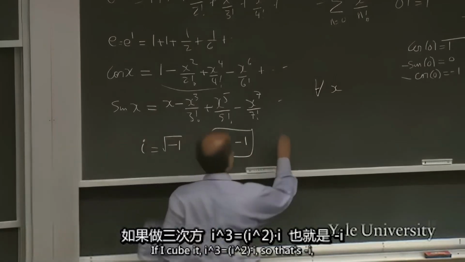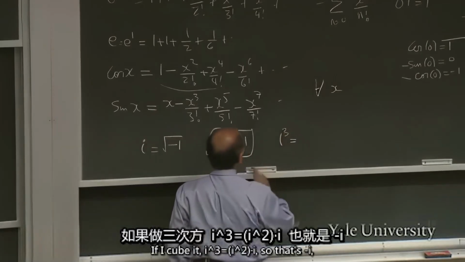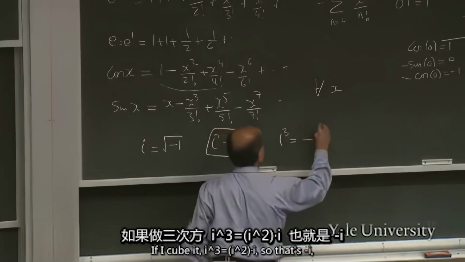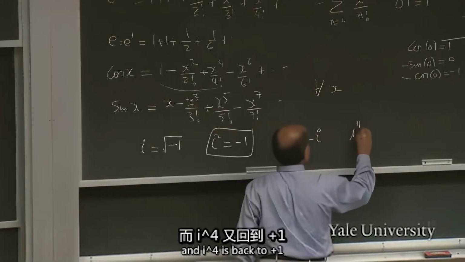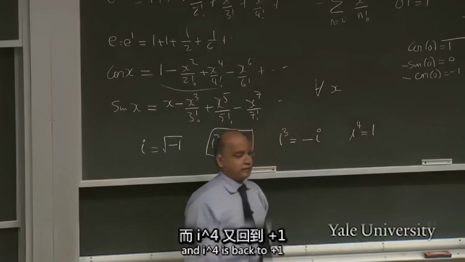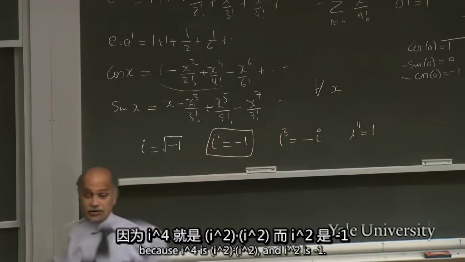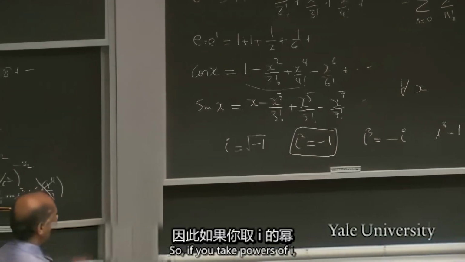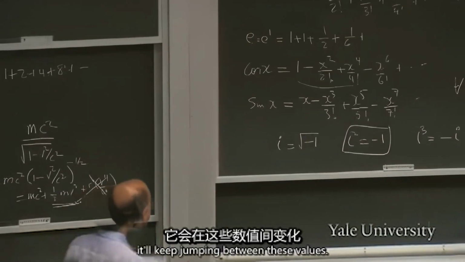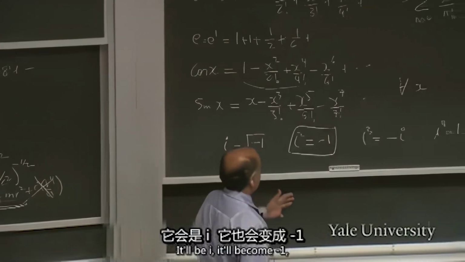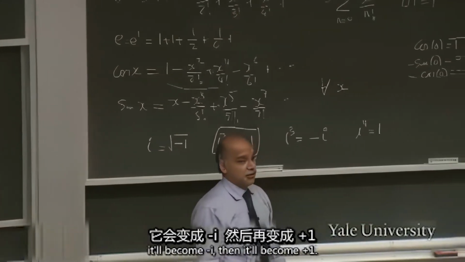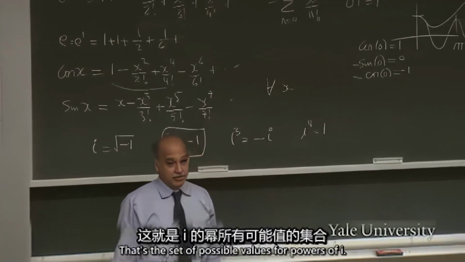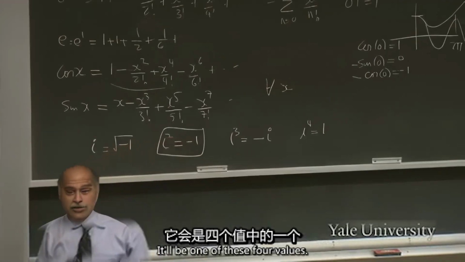If I cube it, i cubed is i squared times i, so that's minus i, and i to the 4th is back to plus 1, because i to the 4th is i squared times i squared, and i squared is minus 1. So if you take powers of i, it will keep jumping between these values. It will be i, it will become minus 1, it will become minus i, then it will become plus 1. That's the set of possible values for powers of i. It will be one of these 4 values.